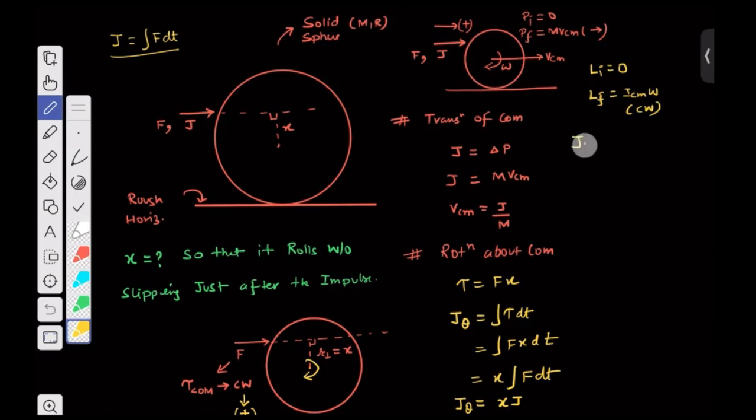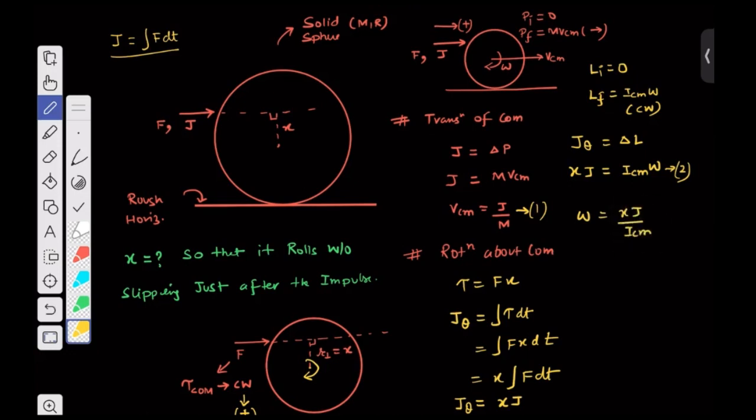So J theta, we write it down as change in angular momentum. And that is x times J, change in angular momentum, final ICM omega, initial 0. So it's going to be ICM omega. This is our equation number 1. This is our equation number 2. And we can figure out omega, which is going to be xJ by ICM.